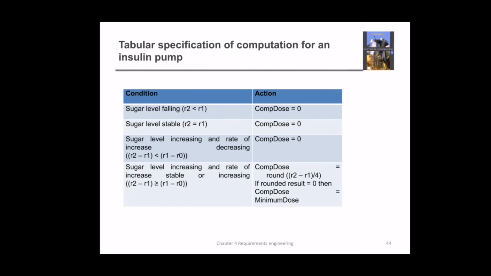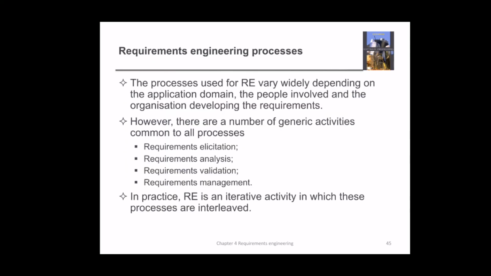But if it is the other case, wherein the sugar level is increasing and, apart from that, the rate of increase is also increasing, then we are going to compute the dose. How we are going to compute the dose is R2 minus R1 divided by 4. Then we will round it off. If the rounded result is 0, then compute dose is the minimum dose. Regarding requirements engineering, we will be studying this in the next class.